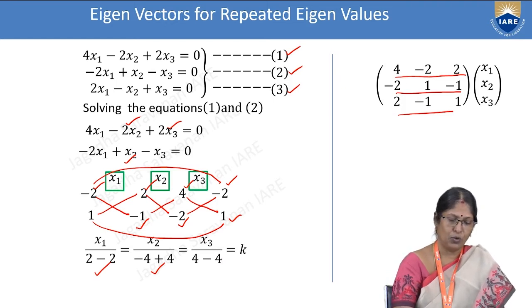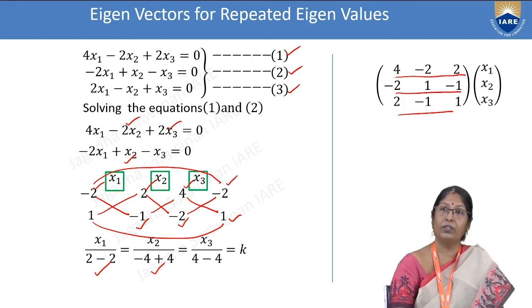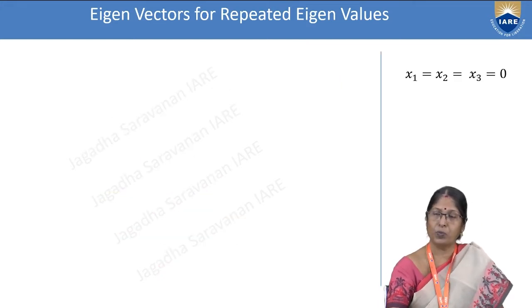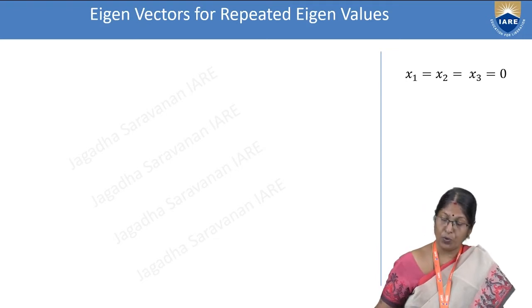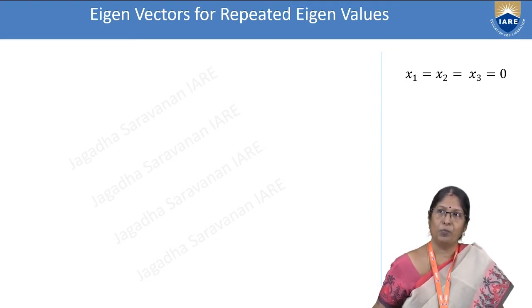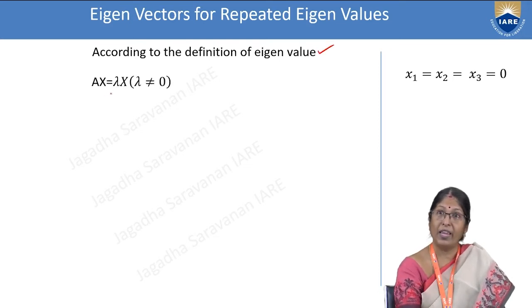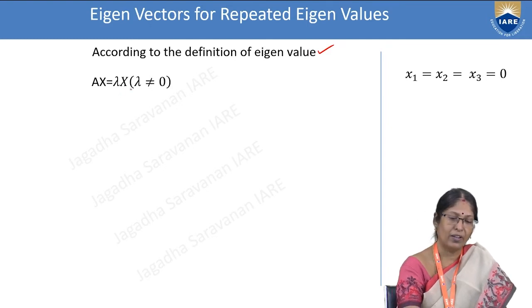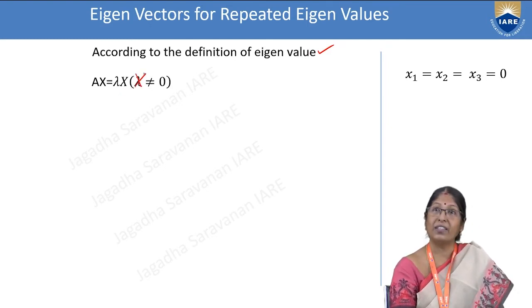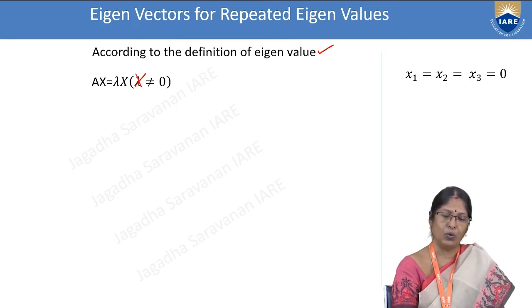So if you are seeing 2 minus 2, 0, 0, 0. So we have got x1, x2, x3 as 0. We should not get 0, because we know capital X is a non-zero vector. That is the definition of eigenvalue and eigenvector. According to the definition of eigenvalue, Ax equal to lambda x, where x is not equal to 0. That is, x is a non-zero vector. It should not be a zero vector.